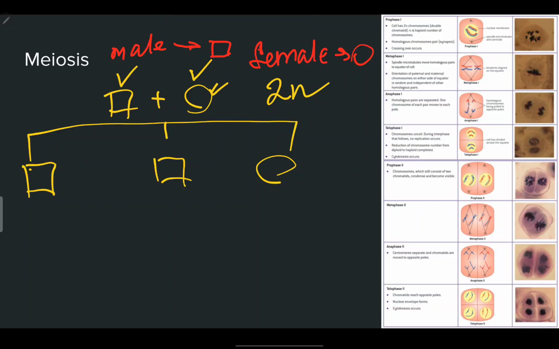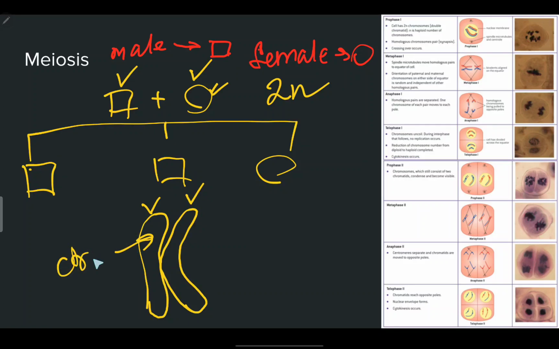So prophase 1 makes 2n chromosomes. If we say that this is a chromosome, 2n chromosomes or double chromatids is about making this paired like this. And we see that this chromatid and this chromatid are homologous, meaning they are the same. They're the same, so it's just a copy, okay?